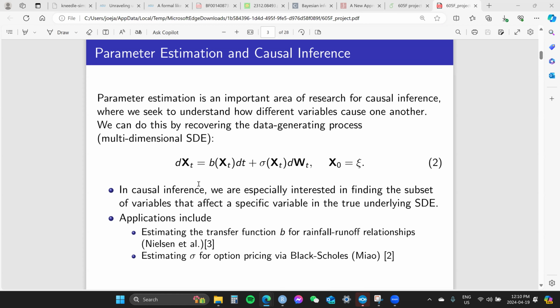So in hydrology, b would be this transfer function between rainfall and runoff. But in other cases, like in finance, for solving the Black-Scholes equation, we want to estimate sigma. So both can be important.